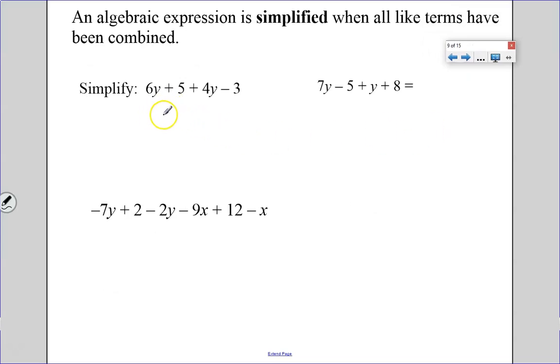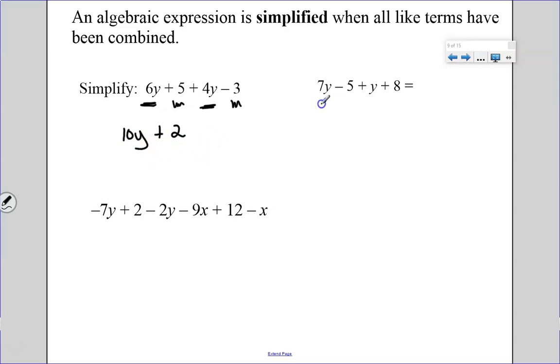Now, when they give the direction simplify, that means to simplify anything that can be combined. If you look at these, some things can be combined and some things cannot. For example, I notice that the 6y and the 4y are like terms, and I notice that the 5 and the negative 3 are like terms. When you combine like terms, there's a certain order that's used in algebra. You put the variables first, and then you put the constants in the back. So in this one, I would do 6y plus 4y, which is 10y. And then I would have a 5 minus 3, which would give me a positive 2. Now, these are not like terms, so this is as simple as you can get it, just 10y plus 2.